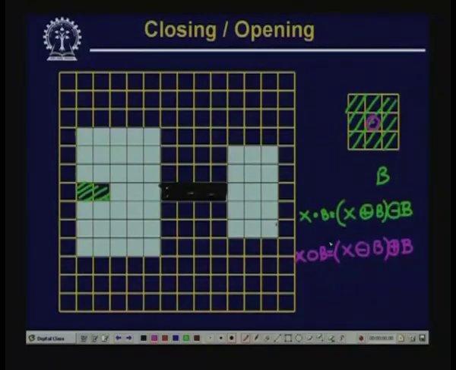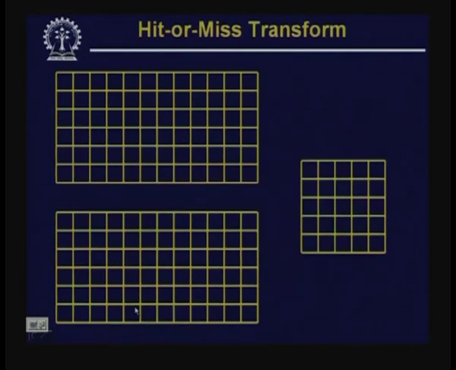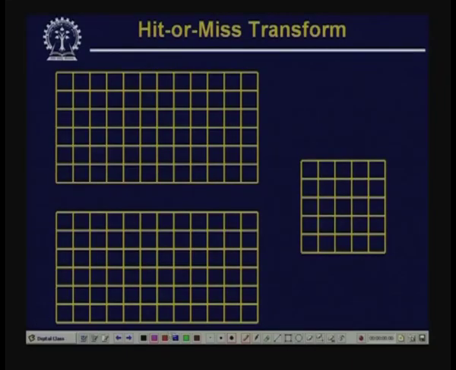Now, let us talk about another transformation, which we call the hit or miss transform. So, what is this hit or miss transform? Hit or miss transform is normally a transformation which is used to detect or to locate an object of a given shape and size in an image. So, let us assume that we have an object, say something like this, a 3 by 3 square object. So, this is our object.